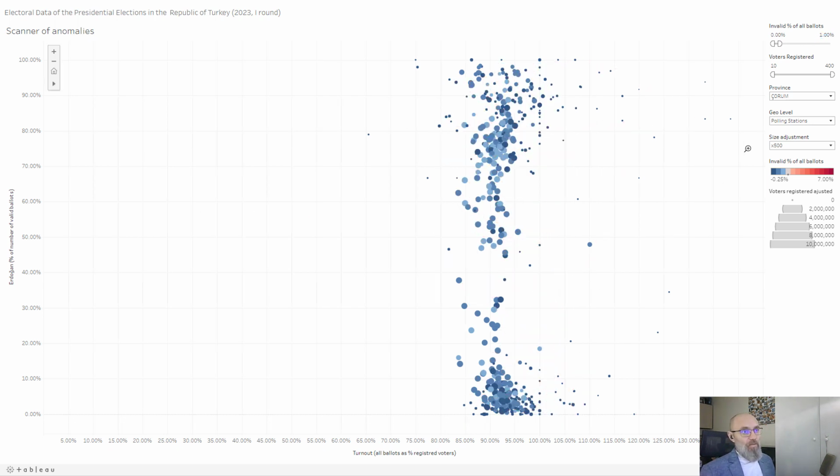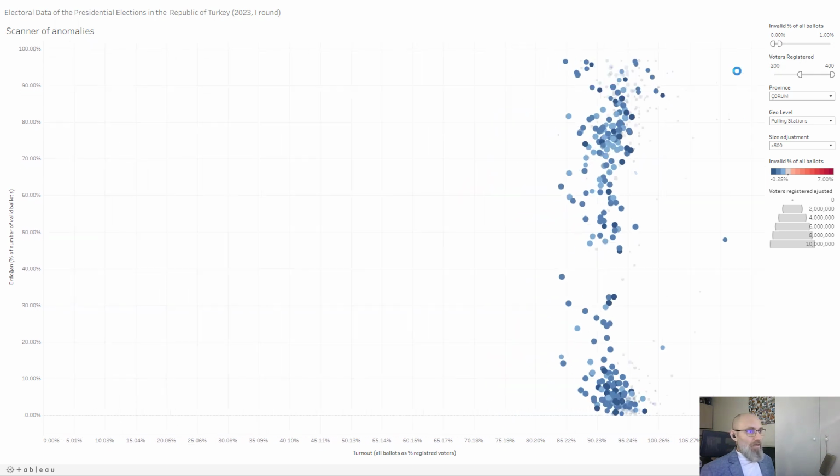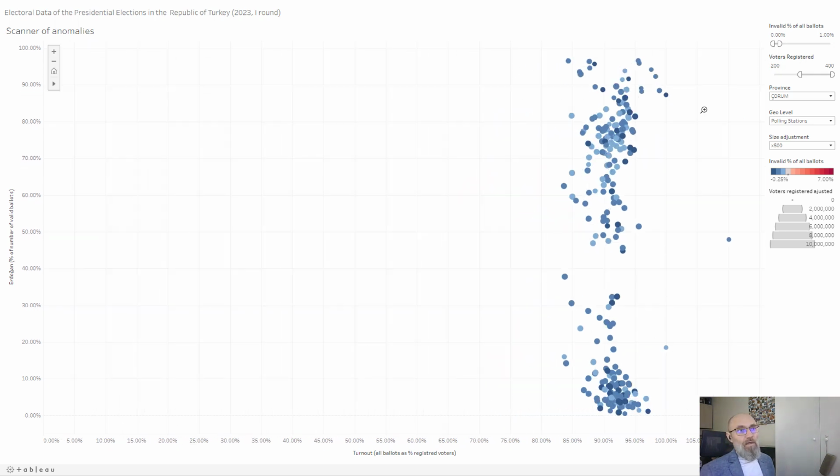I removed improbably smart. Yes, not. I removed human polling stations. I removed small polling stations, and this zone looks suspicious. Like for example, you see zero in invalid ballot box.